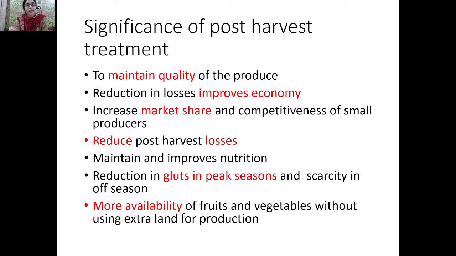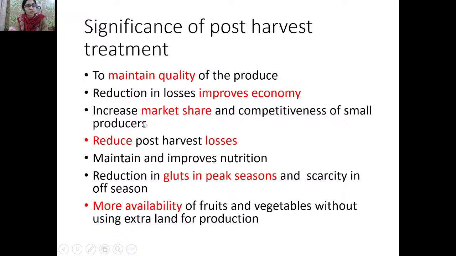So why are we studying post-harvest management? Because we want to maintain the quality of the horticultural produce. Why do we want to maintain it? One thing, the most important, is that we want to improve the economy, meaning we want to fetch profit, because the higher the quality of the produce, the more price you will get. It will also increase your market share. It also reduces the competitiveness among your producers.